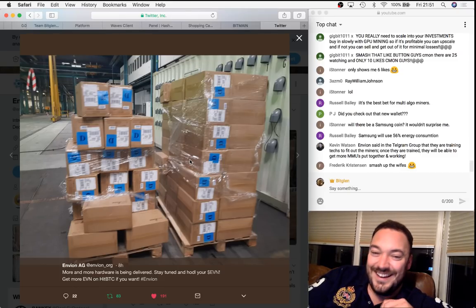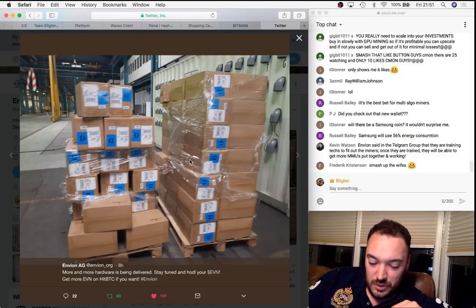Smash up the wires. I don't think she wants to know if I'm coming up for that reason. She probably wants to watch some TV series upstairs, I'm sure.